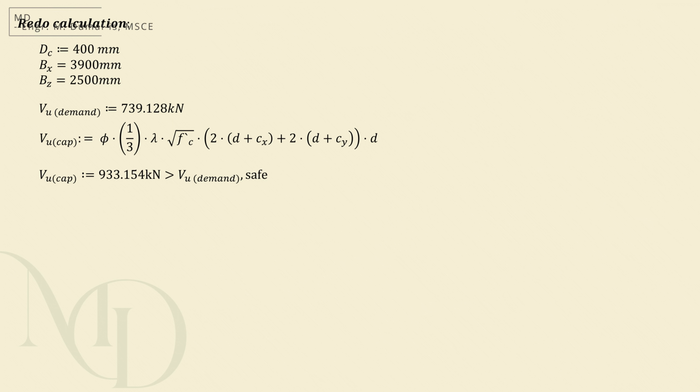With the updated thickness, the computed punching shear capacity is about 900 kilonewtons, which is higher than the 700 kilonewtons demand. We can therefore say that this slab thickness is safe in terms of punching shear.